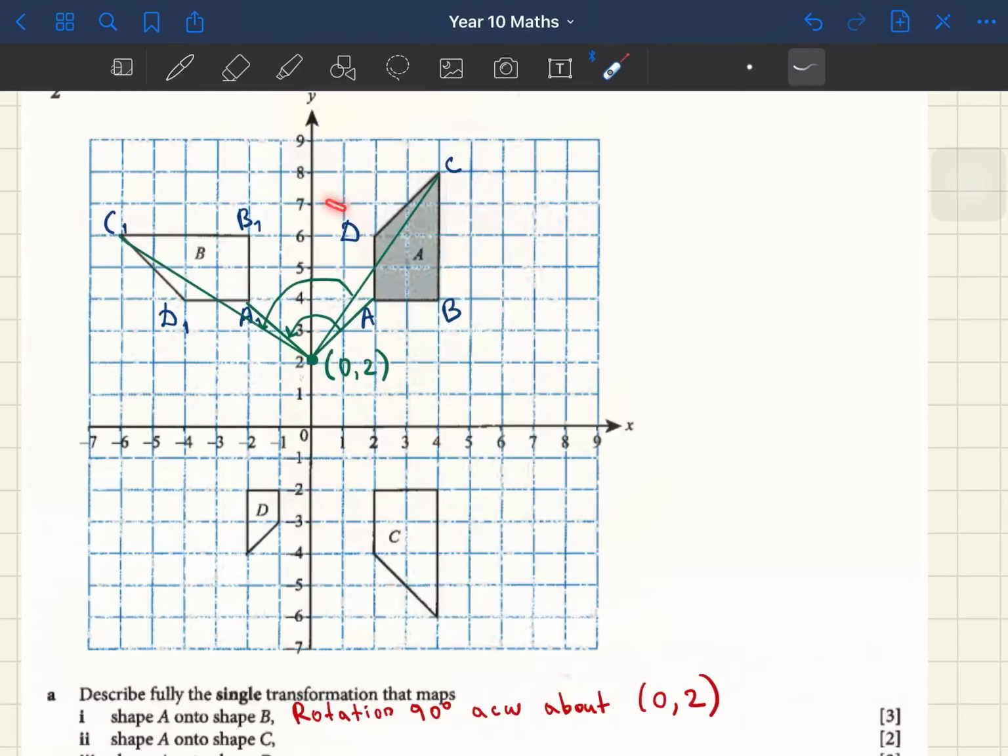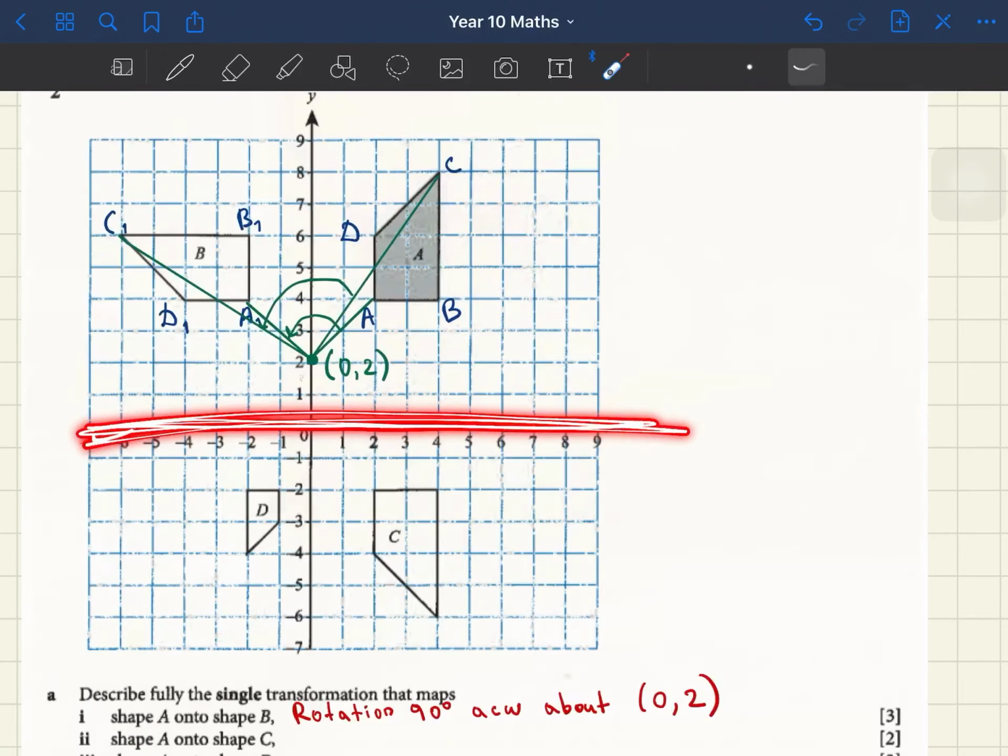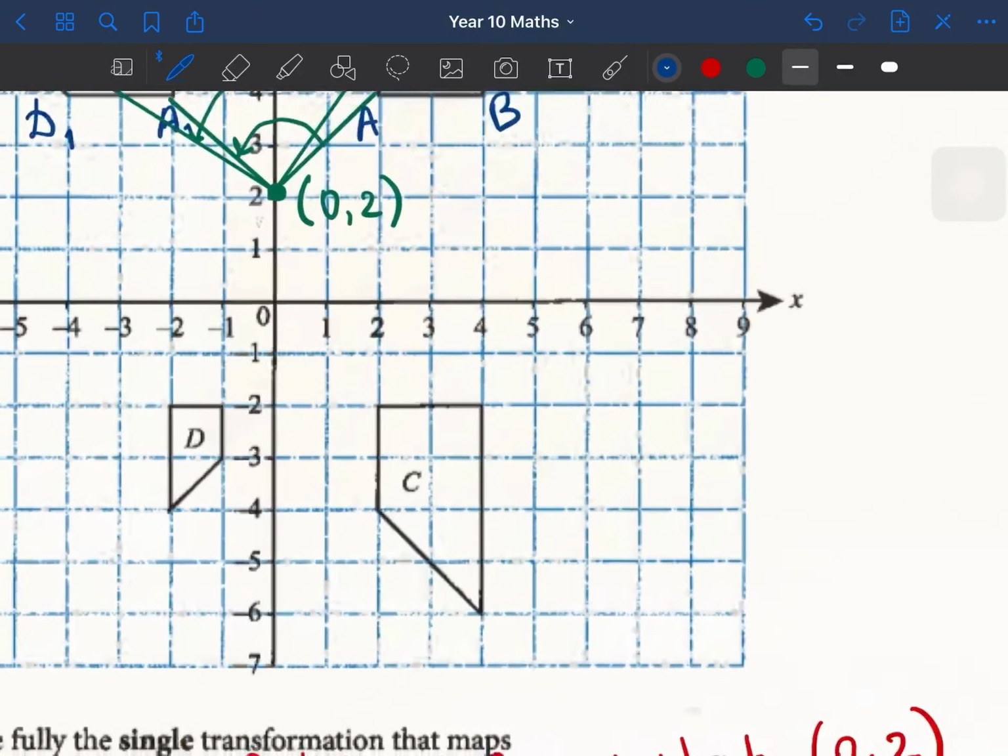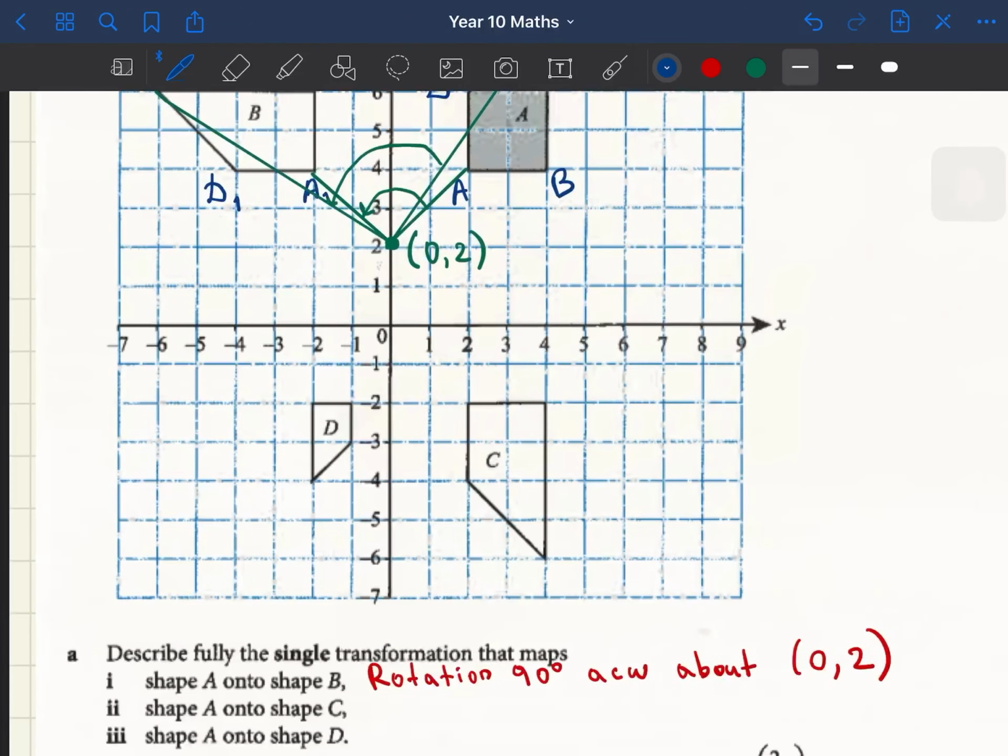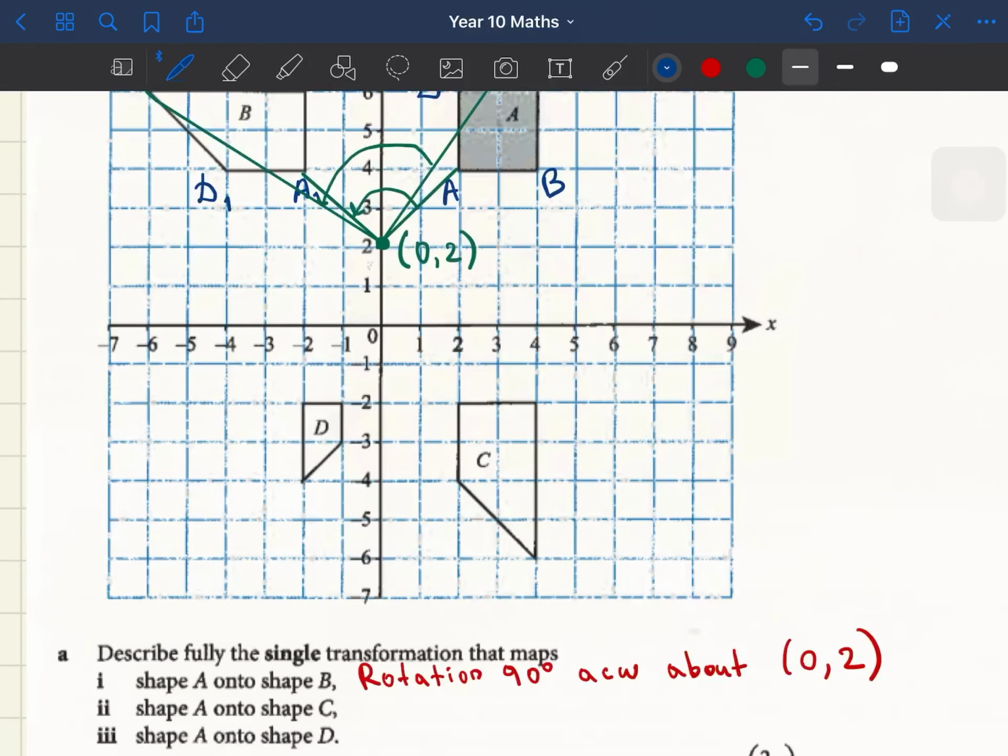Okay, second, shape A onto shape C. So this looks like a reflection, yeah? Shape A onto shape C, definitely a reflection in this case. And what is left is to find the reflection line. So we can try, maybe this is a reflection line. So the thing is, the distance from the reflection line to the points of the original shape and the reflected shape should be the same.